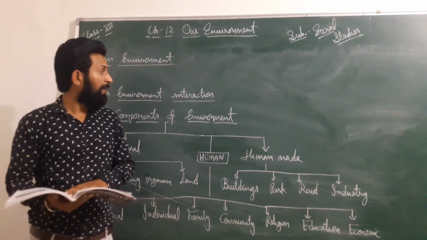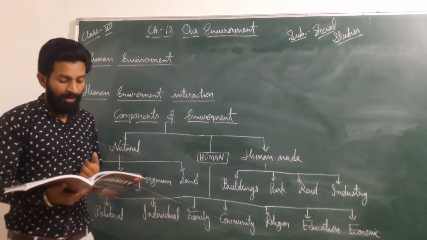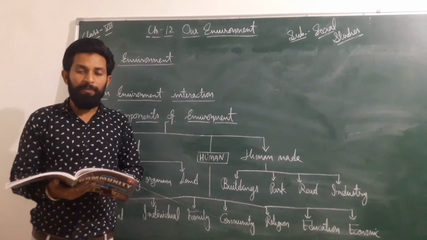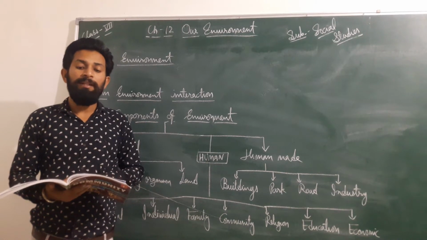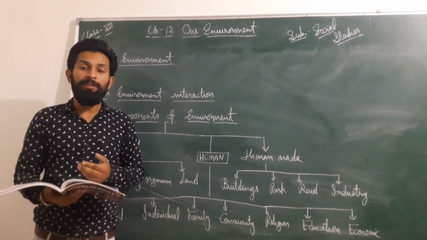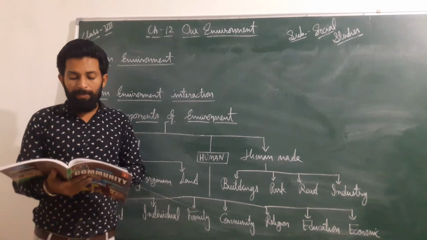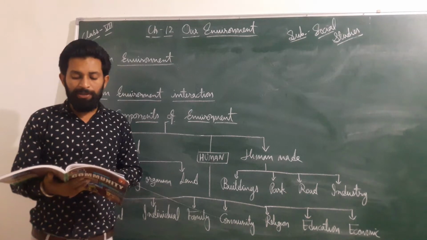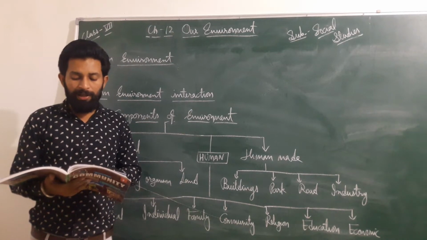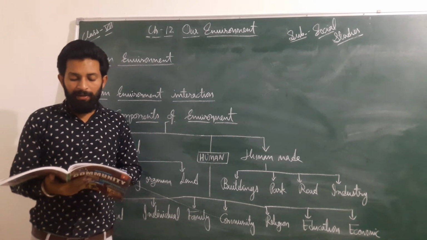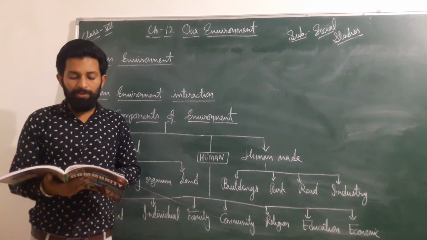Now, human environment interaction. Long ago, human beings were fully dependent on nature. From ancient times, when human beings started to live on earth, they were fully dependent on nature. They fulfilled most of their requirements from nature. With time, the quality and quantity of human needs changed. They started developing techniques and new ways to use the environment.